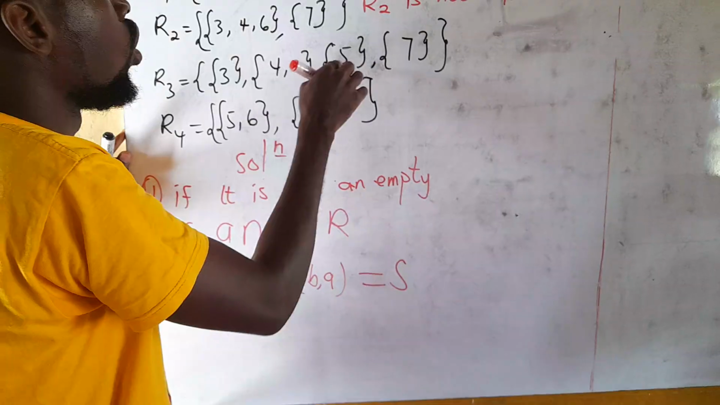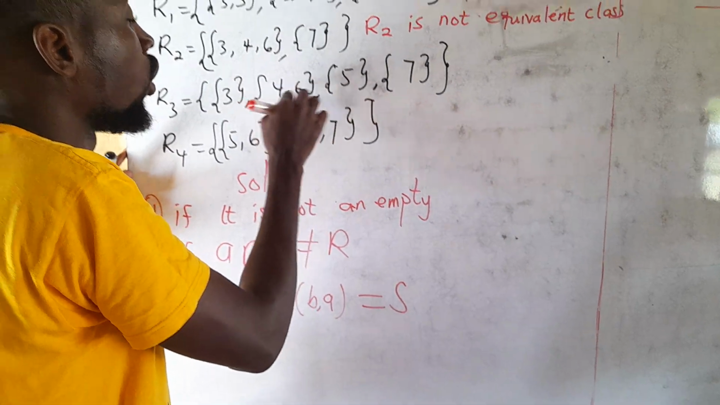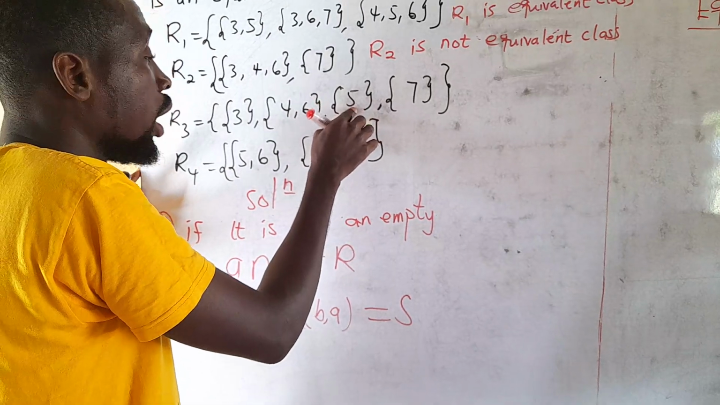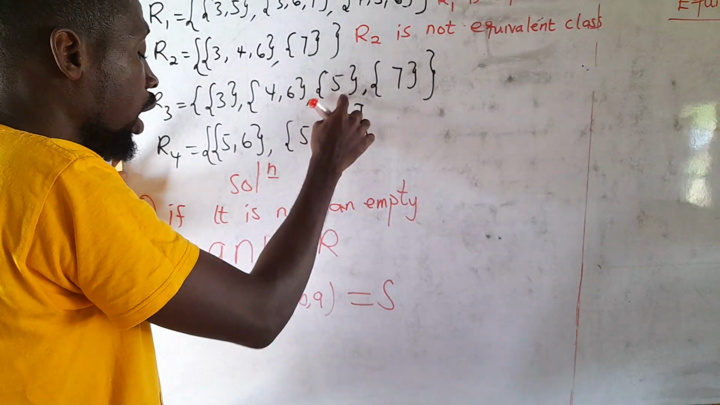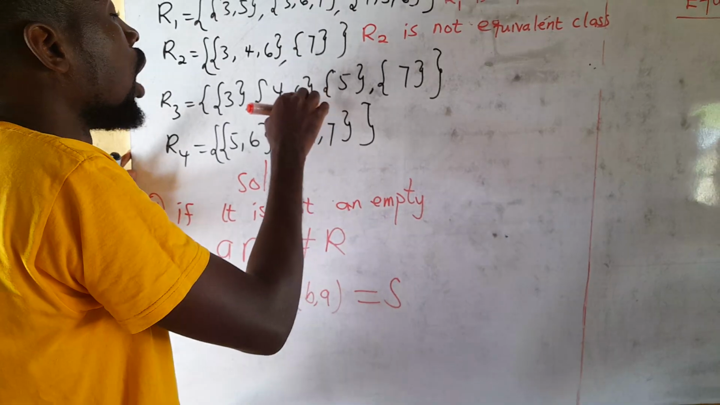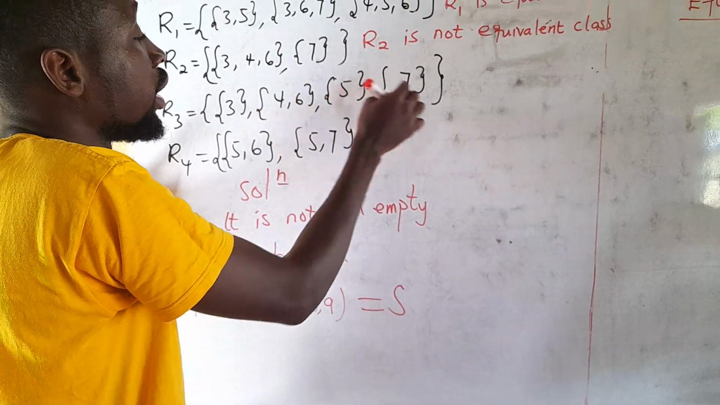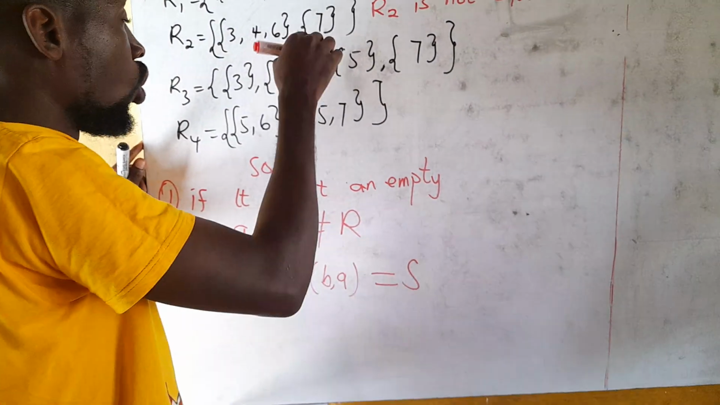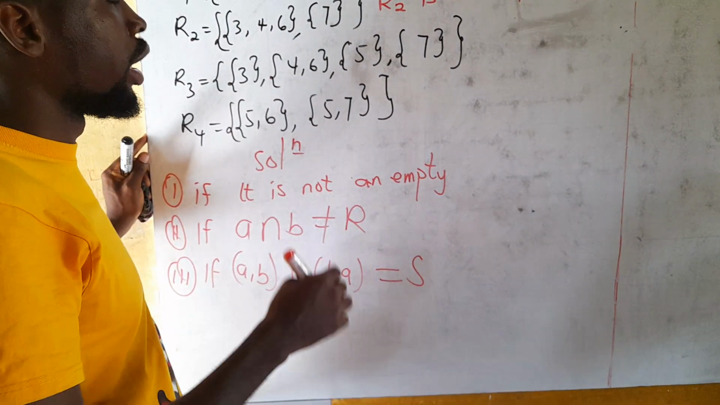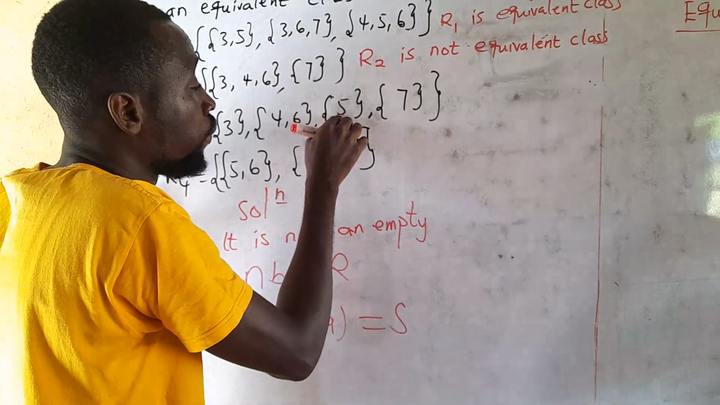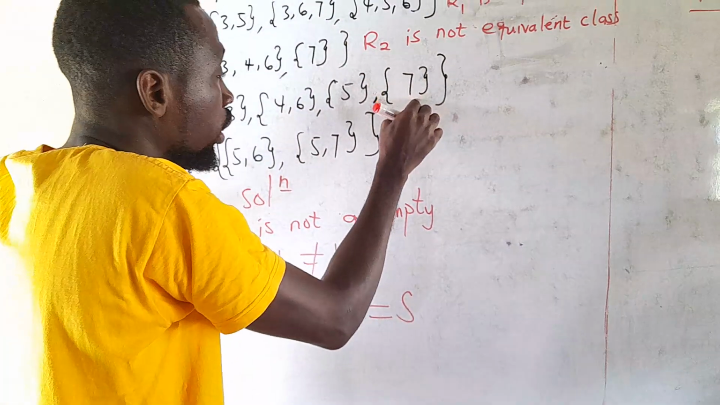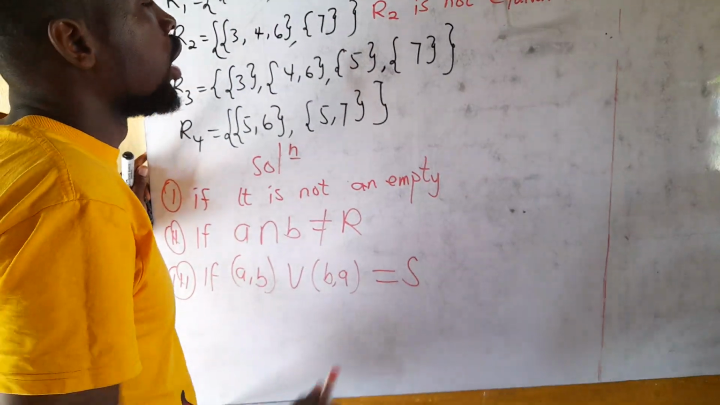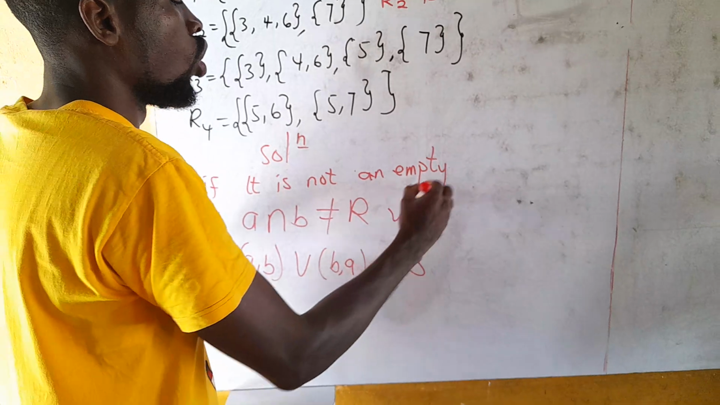Now we check for {4, 6} and {5}. {4, 6} intersection {5} is an empty set. Since there is no common element, it's satisfied. Now we have {4, 6} intersection {7}. It's also an empty set. We don't have an empty set in the relation R3. It's satisfied. {5} intersection {7} is an empty set. We don't have an empty set in the relation R3. Then it satisfies all those conditions.